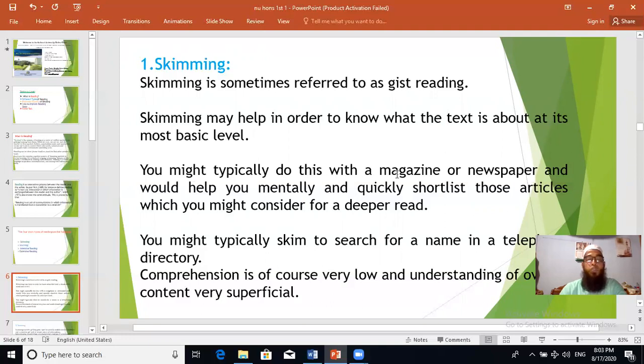You might typically do this with a magazine or newspaper and it would help you mentally and quickly shortlist those articles which you might consider for a deeper read. The meaning is that usually when we read a magazine or newspaper, we do skimming first. We look at the headline very quickly, and the headline which we find interesting, those stories we read. Otherwise, we don't read the story fully. So when we look at the headlines of a newspaper, we do skimming.